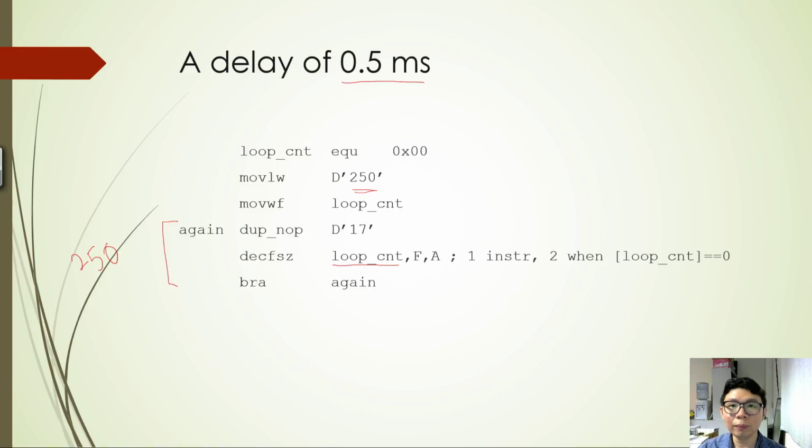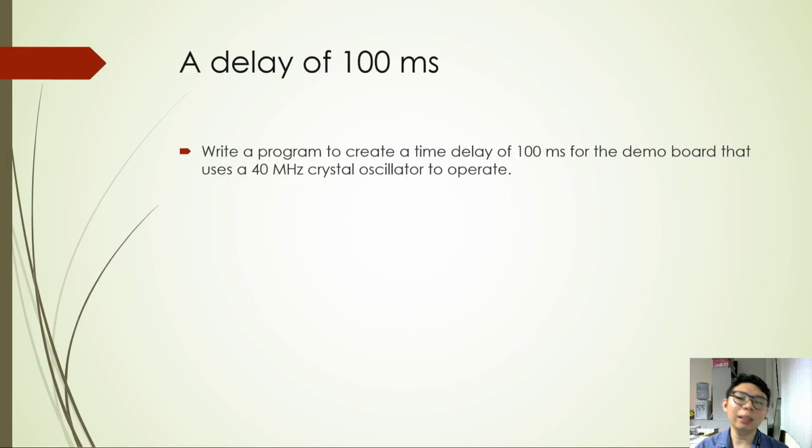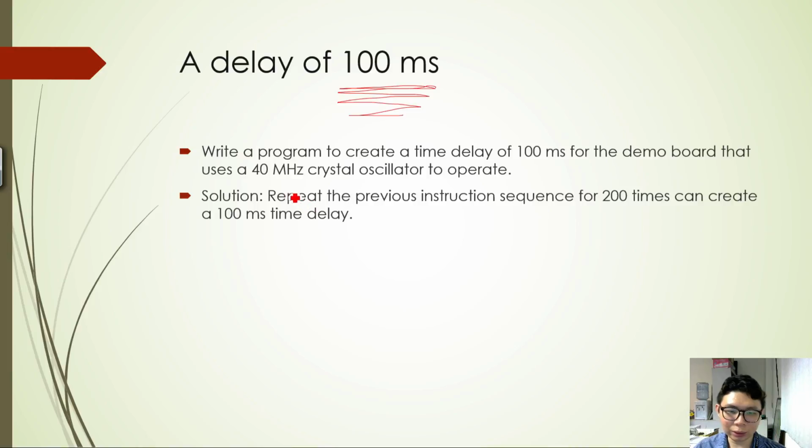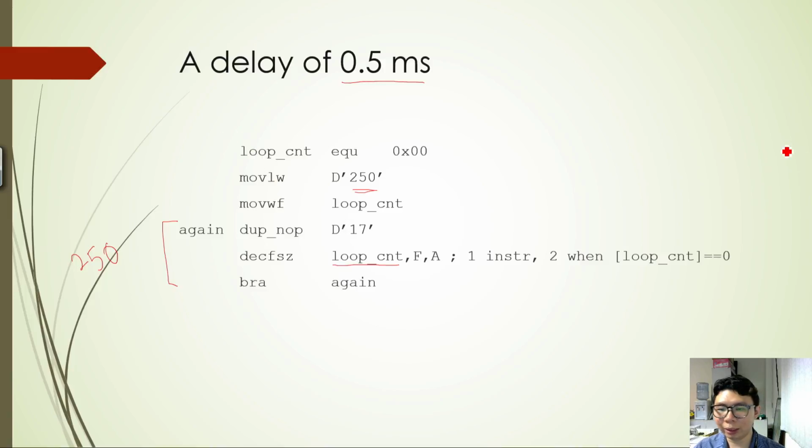Clear enough? Now let's say instead of 0.5 milliseconds, we want to create a new program with a delay of 100 milliseconds. We can start by doing the same thing as we have done previously, but we have a shorter way of doing it. Since the last instruction, we know that this entire piece of code takes 0.5 milliseconds to execute.